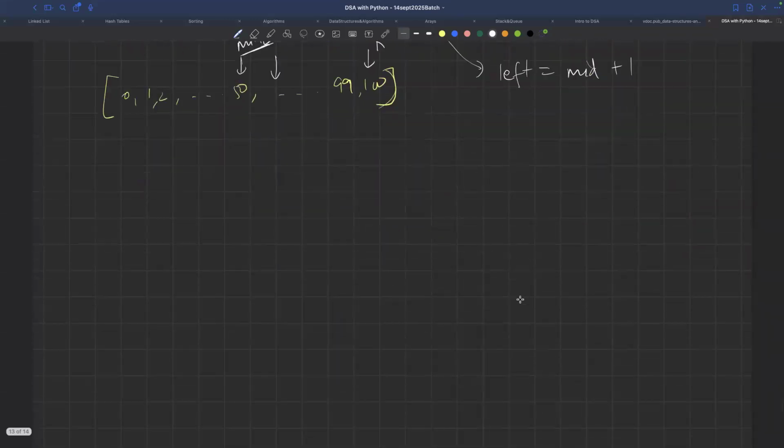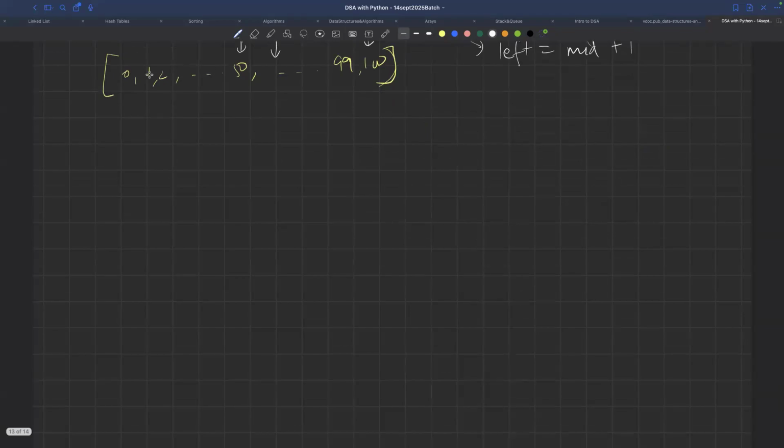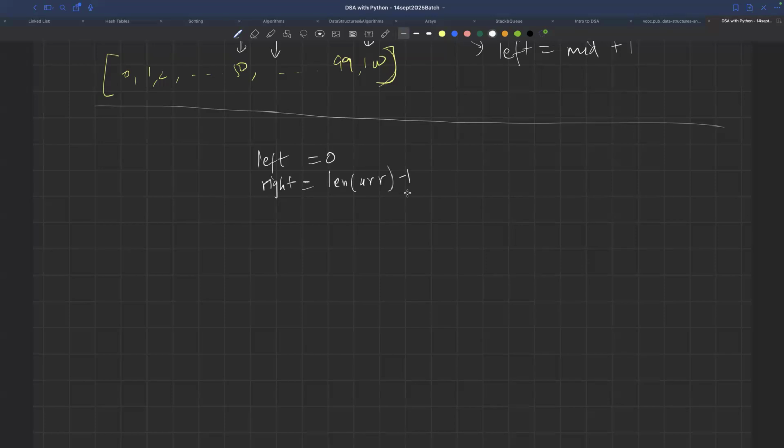Now, how do we put it in the form of code? First, we will say that our low will be equal to 0. Usually when we do binary search, you say low and high, but I'm saying left and right, that is fine. So I'll say left is equal to 0, right is equal to length of array minus 1. I'm writing line by line. Is this okay?